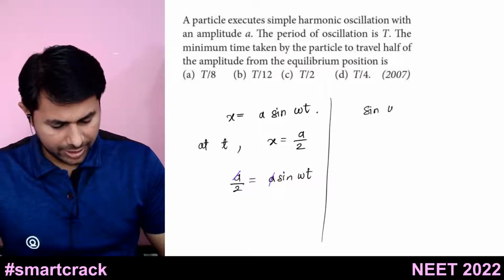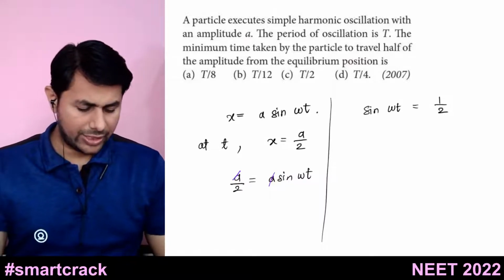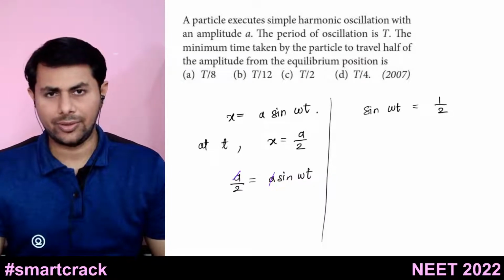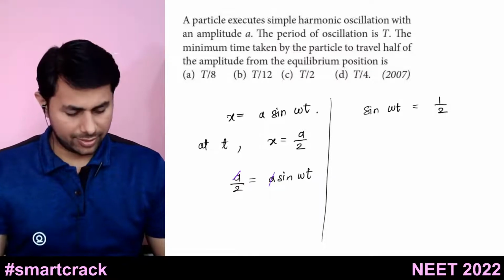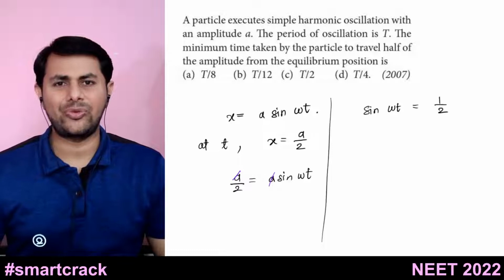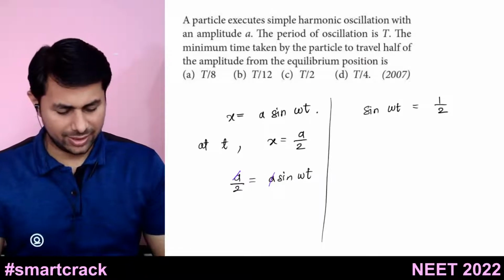So sine of omega t equals half. For which angle is its sine half? We know it is 30 degrees, right? So sine 30 is half. The minimum angle for which sine of that angle is half is 30 degrees.